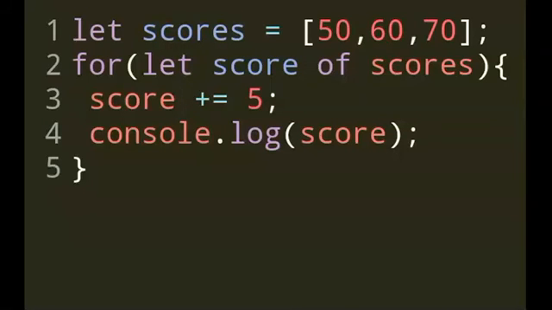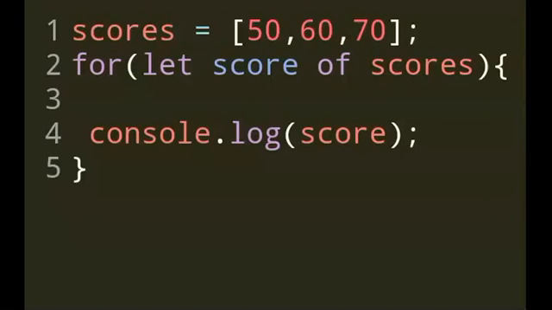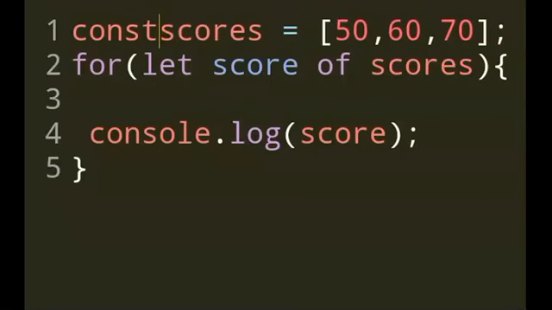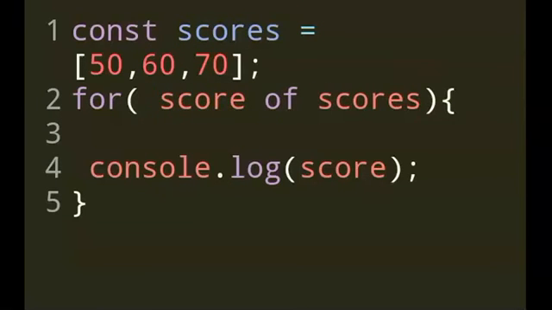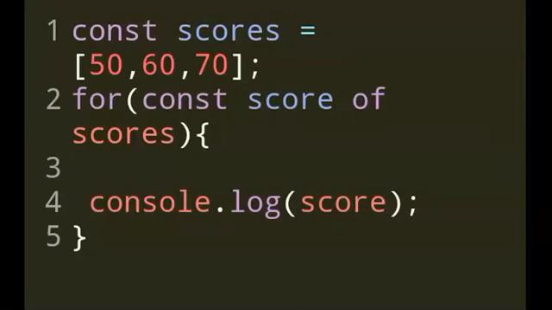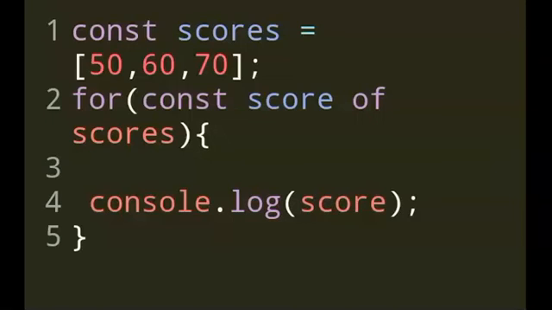What if we don't assign this value? Then we can write const. Const is associated with no change. So here also const. Check it out. There you go. It's just 50, 60, 70 because there's no change. We can write const.